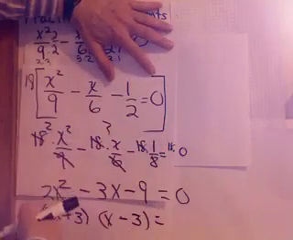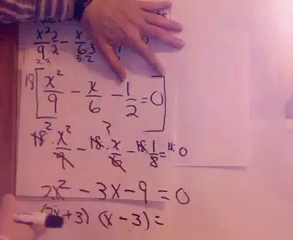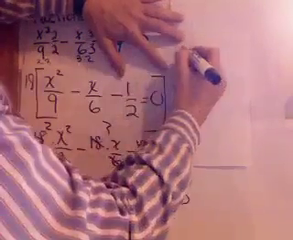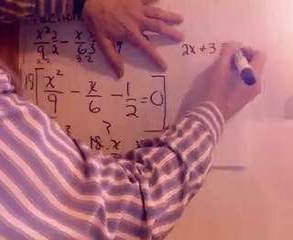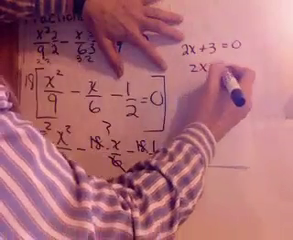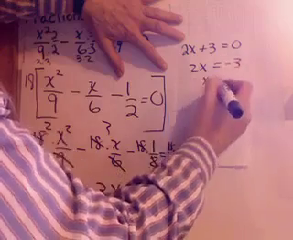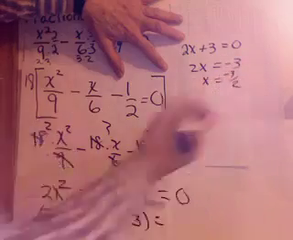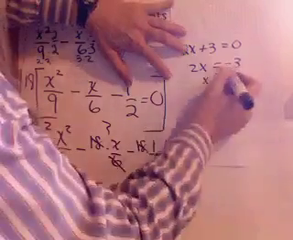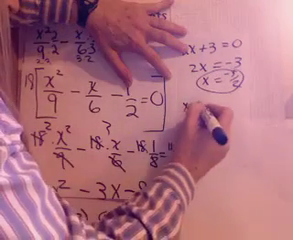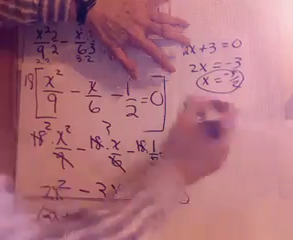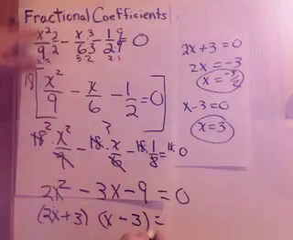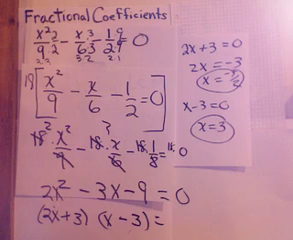Next step is to take each parenthesis or each factor and set it equal to 0 and solve it. So 2x plus 3 equals 0. 2x equals negative 3. X equals negative 3 halves. That's one answer. X minus 3 equals 0. X equals 3. There's the second answer. Typically, if you have an x squared equation, you're going to get 2 answers. If you have an x to the third, you're going to get 3 answers.